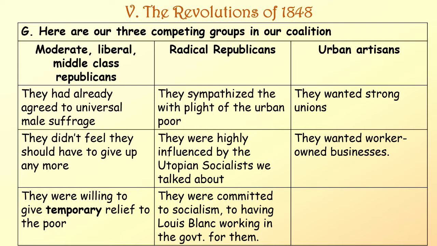So they didn't feel like they needed to give up any more since they had given that really big concession. And they were willing to give temporary relief to the poor, although no reform for the poor. Then you had your radical Republicans. They sympathized with the plight of the urban poor. They were highly influenced by the utopian socialists that we talked about, and they were committed to socialism, to having Louis Blanc working for them in the government. Finally, you had your urban artisans. They wanted strong unions, and they wanted worker-owned businesses.